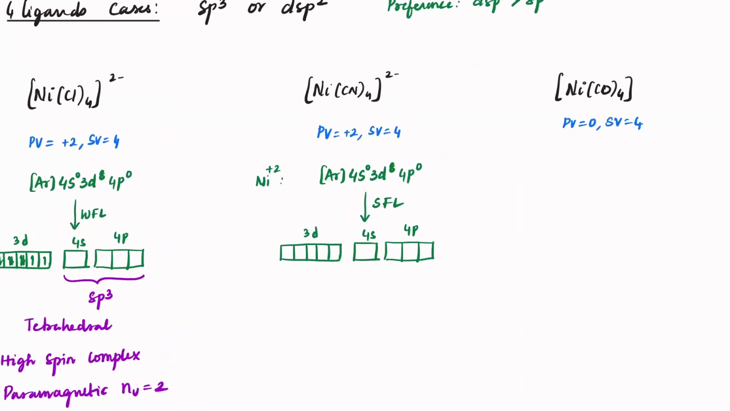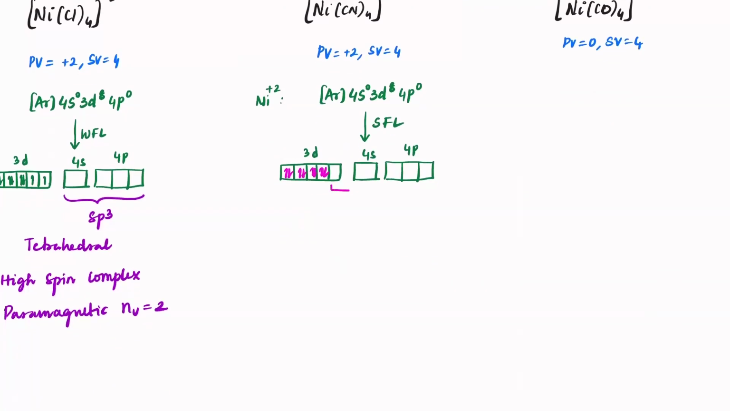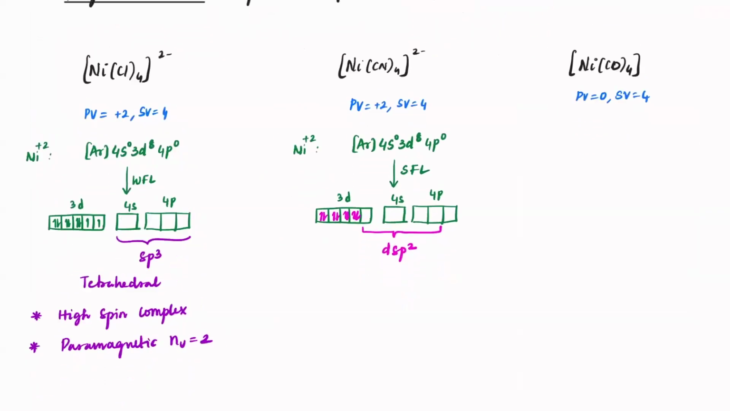Now, fortunately, in this case, after pairing the 8 electrons, we will get one empty orbital completely. 1, 2, 3, 4, 5, 6, 7, 8. So this one empty orbital is identified, and I can use that and go this way. So what do I get? dsp2. That is what we will have. We will get this as dsp2.